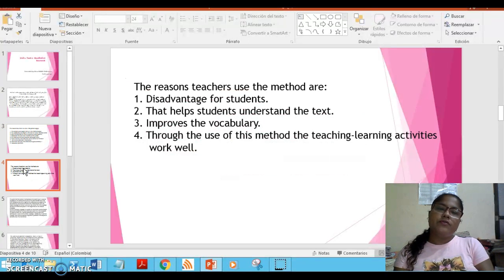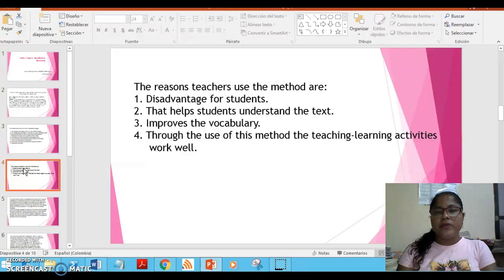The reasons teachers use the method are advantages for the students: it helps students understand the text and improves vocabulary through the use of this method. The teaching learning activities went well.